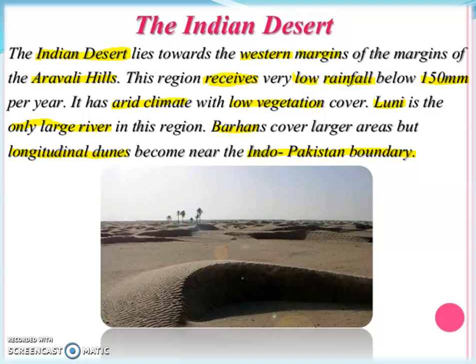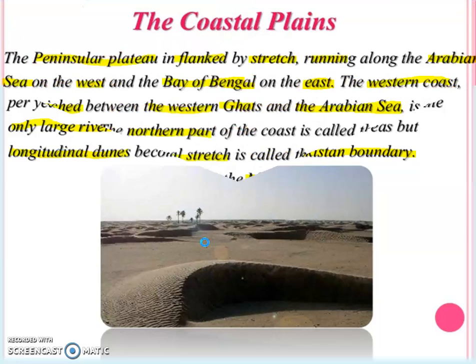Barchans are mostly found in these areas, and longitudinal dunes cover the area of the Indo-Pakistan boundaries. So barchans are like this, made by sand. Here is a picture of barchans. This is an example of a barchan.